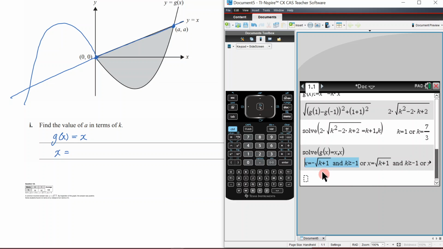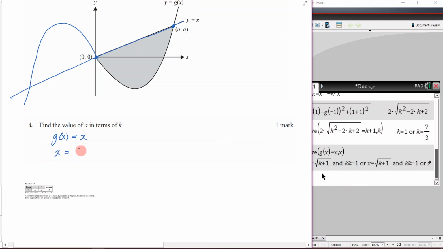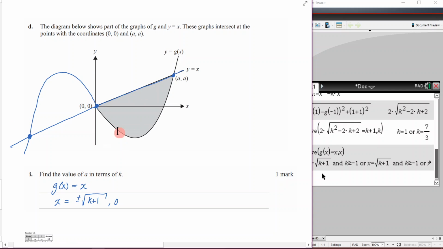So that means after all of that, we have plus or minus the square root of k plus 1 and 0. After reading through all that, 0 makes sense. The fact that we've got a negative and a positive, the square root of k plus 1, also makes sense because they've only shown us a portion of this graph, but remember it also goes backwards as well. But now we have to figure out, well, what's a going to be?